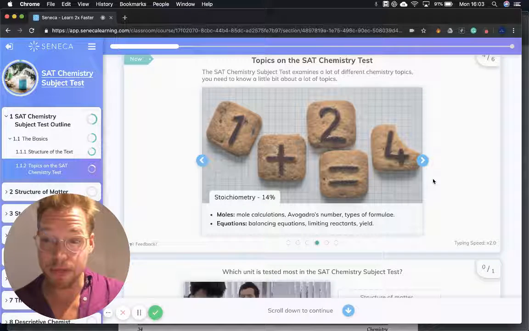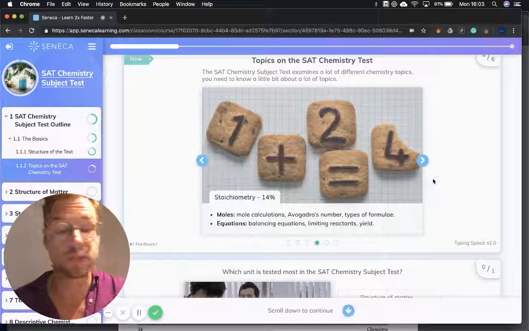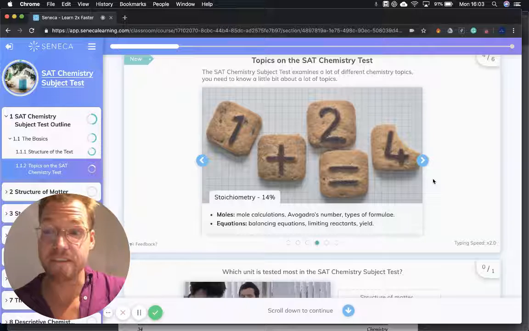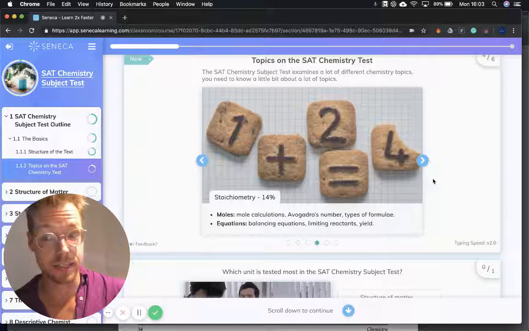You have less than a minute a question in the SAT chemistry subject test. So you've got to move fast. You've got to know those equations off the back of your head. And your math has to be fast because no calculators are allowed in this test.